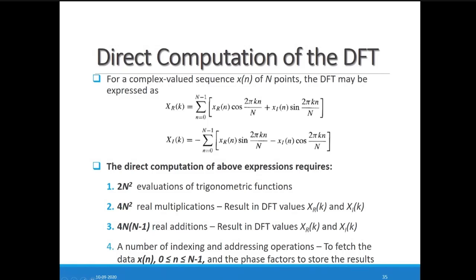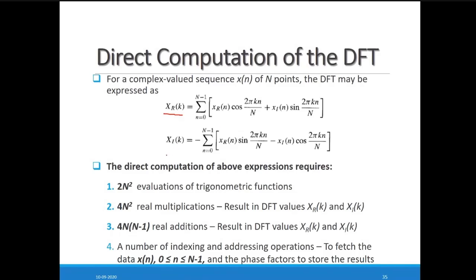So if I go for direct computation of the DFT for a complex valued sequence x of n points, the DFT may be expressed as follows. Here the two parts of the DFT, the real part and the imaginary part, are shown. For the real part of the DFT, we use the term sigma n equal to 0 to N minus 1 of x_R(n) cos(2 pi kn/N) plus x_I(n) sin(2 pi kn/N). So this is how we calculate the real part of the DFT by this particular equation.